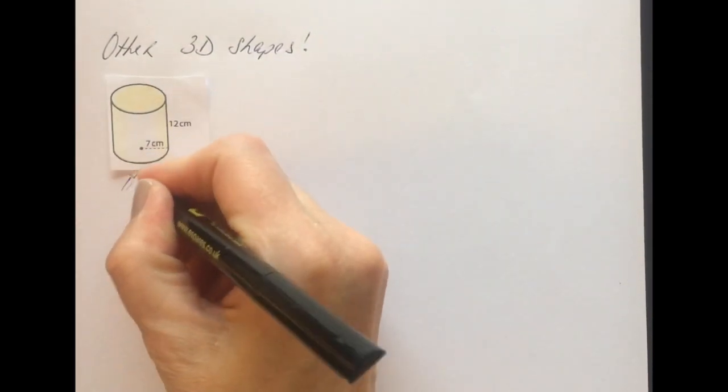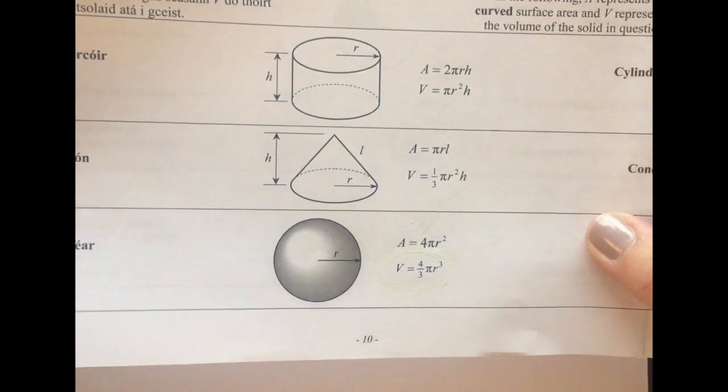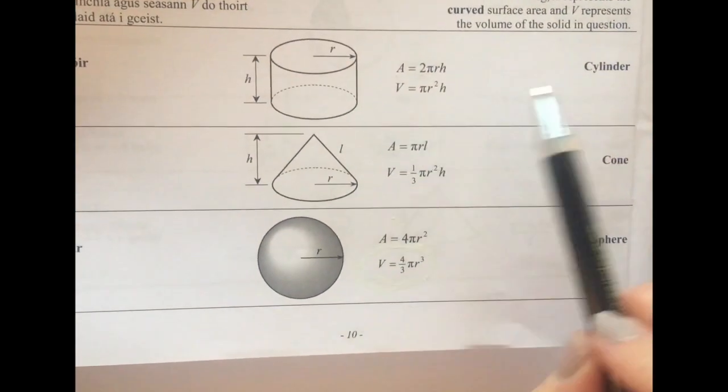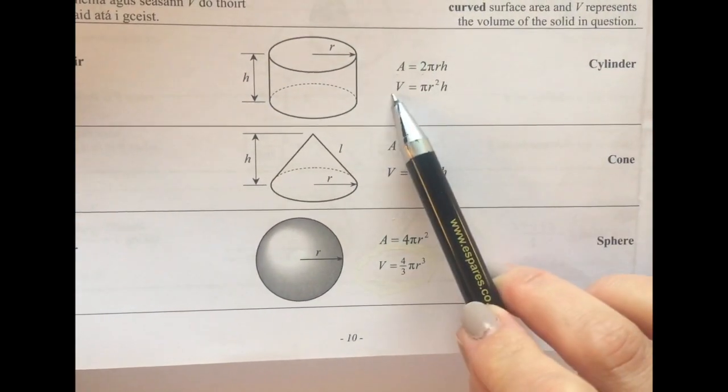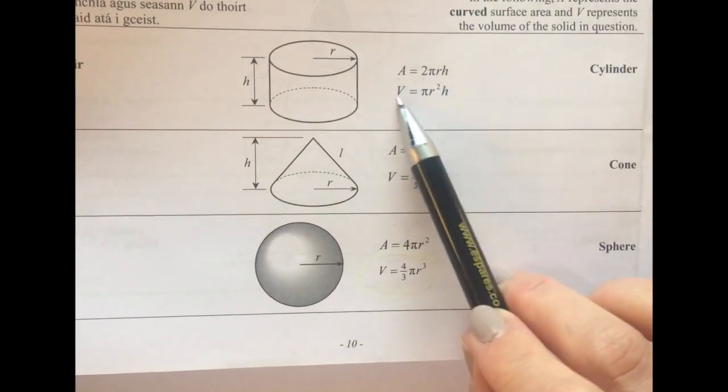Okay, so this video deals with other 3D shapes that we may come across, and the first one we're going to look at is a cylinder. So the first thing we're going to look for here is the volume of the cylinder, and we're going to take pi as 3.14. So if we go to our log tables on page 10, we'll see here the cylinder, and we'll see V equals pi r squared h, and that is the formula for the volume of a cylinder.